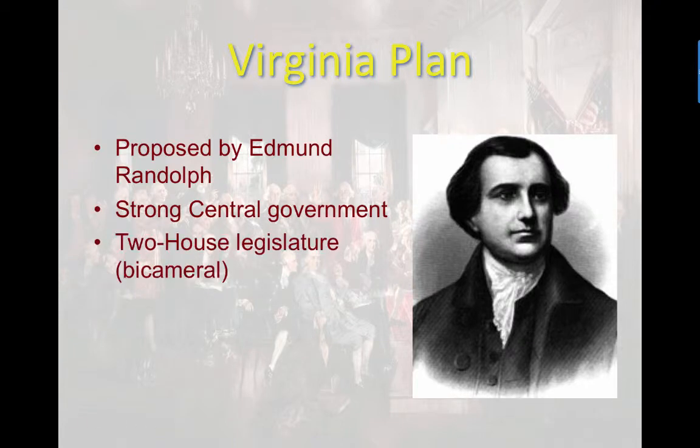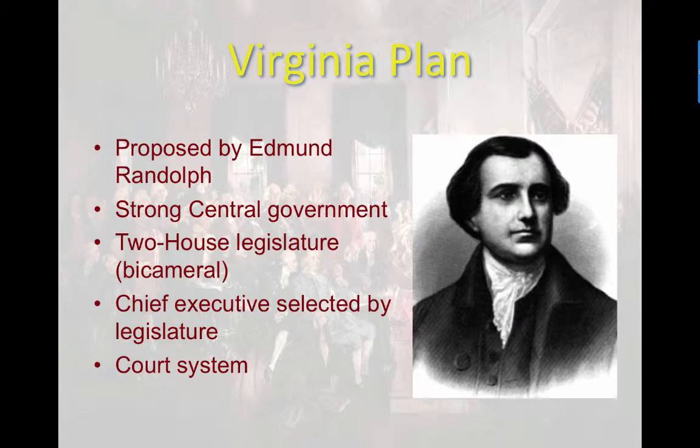The Virginia Plan contained three branches of government: a legislature, an executive, and a judicial branch, a court system. It had a two-house legislature, bicameral, and the chief executive, or the president, would be selected by that legislature, not by the people, but by the legislature.